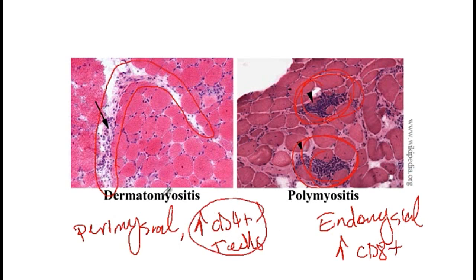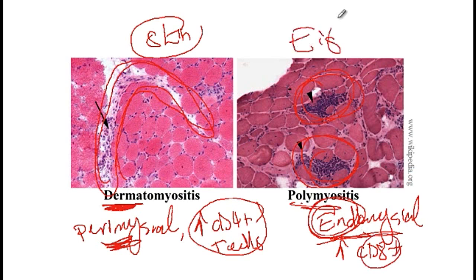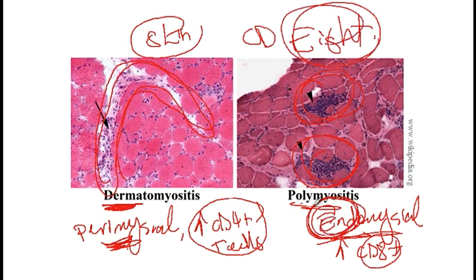So here are the mnemonics for you to always remember what kind of inflammation is associated with dermatomyositis. Derm should make you think of skin. And skin is always covering the surface. So these patients are associated with the kind of inflammation that is on the surface. So it's perimysial. While the endomysial inflammation, the other one, is associated with polymyositis. And then the second mnemonic is that endomysial is associated with CD8. So CD8 positive T cells are associated with endomysial inflammation. So you can use these two mnemonics to remember the type of inflammation associated with these two conditions. And that concludes our discussion.